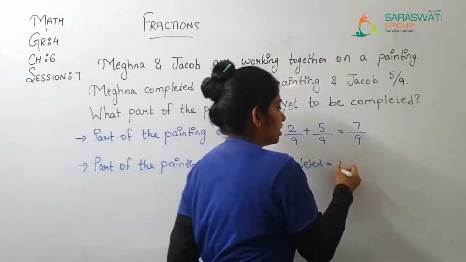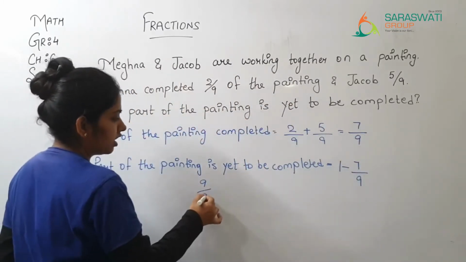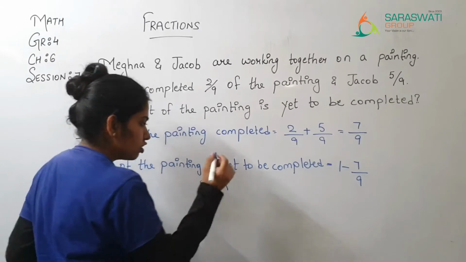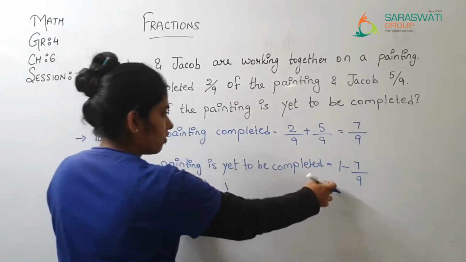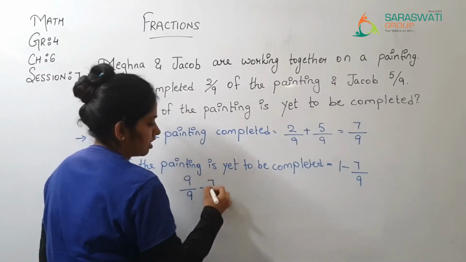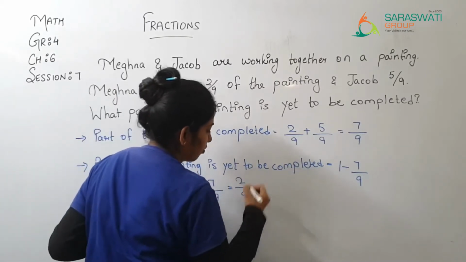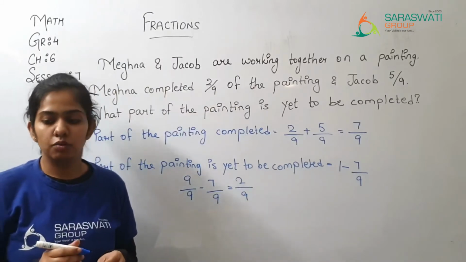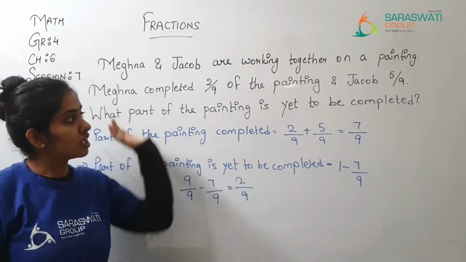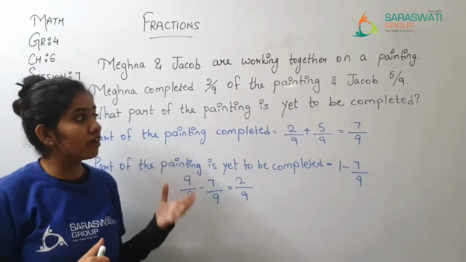So you can write it as 1 minus 7/9, right? Or 9/9 you can also write, because 9/9 makes 1, right? So you can also write it this way, 1 minus 7/9, or else 9/9 minus 7/9. So 9 minus 7 is 2, and 9. So 2/9. 2/9 part is yet to be completed. अभी इतना part अभी pending है. So in this way you are supposed to solve the word problems. Okay, I hope that you have understood this.